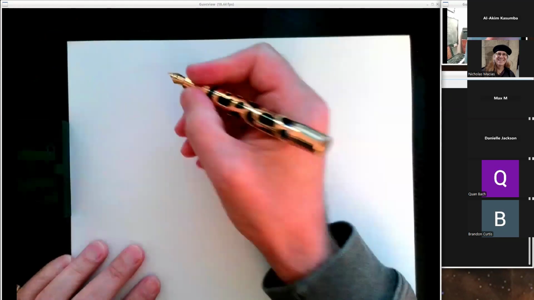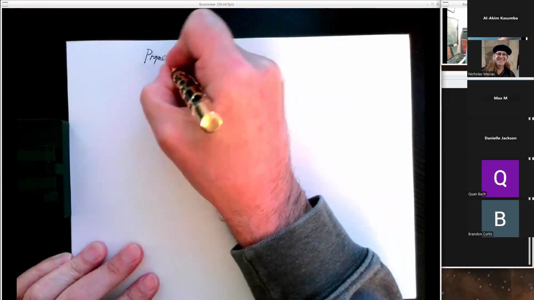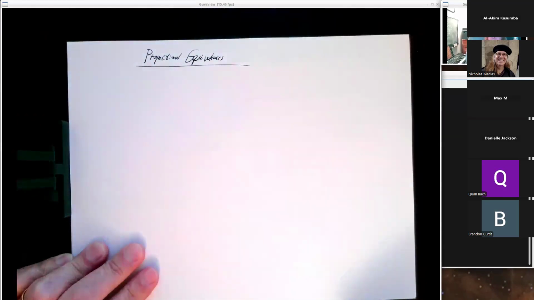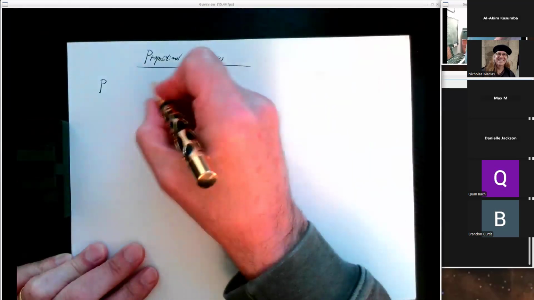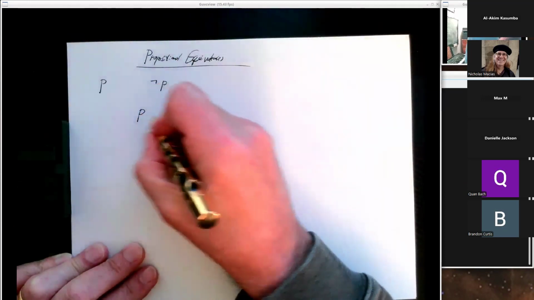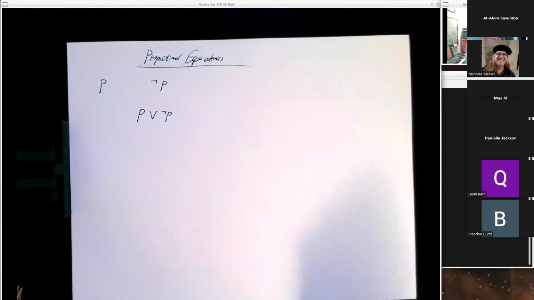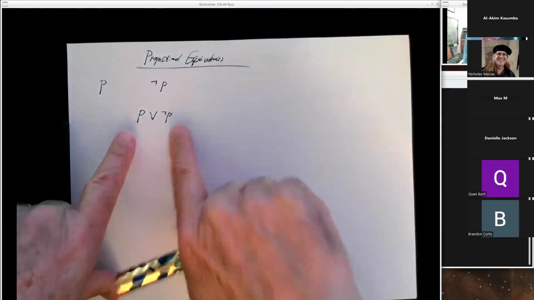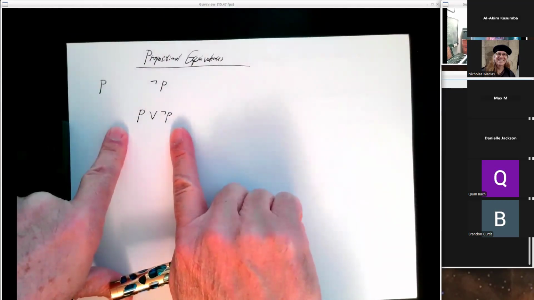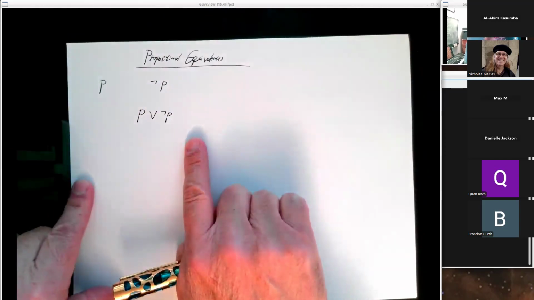So let's look at propositional equivalences. So we have a proposition P, and we can make a new proposition, which is the negation of P, or not P. Suppose I do the disjunction of P with not P. So P or not P. Can we say anything about the truth value of this proposition? It's always true.